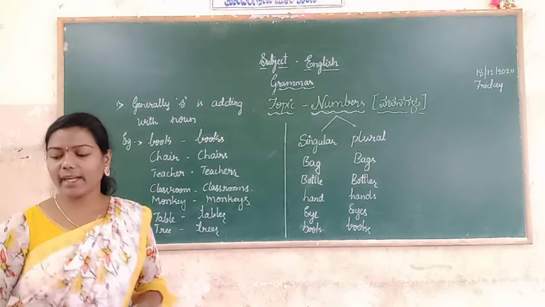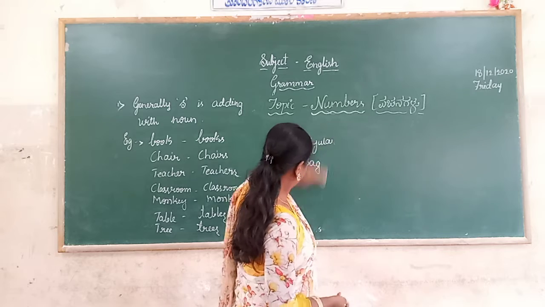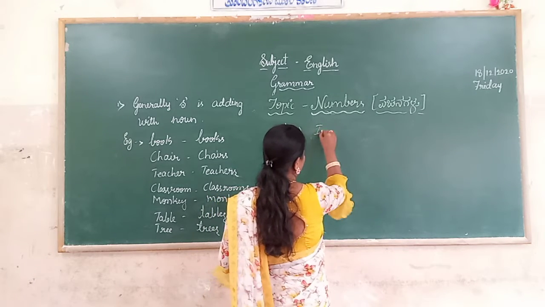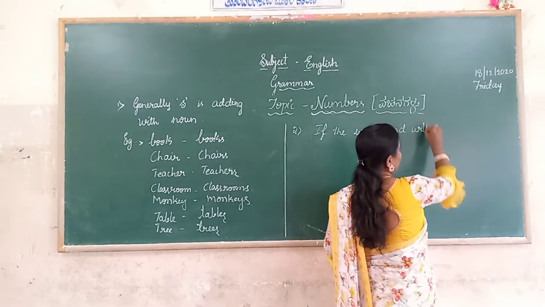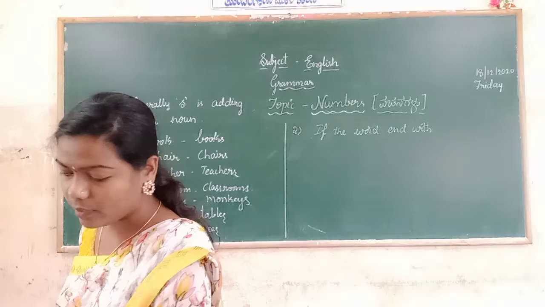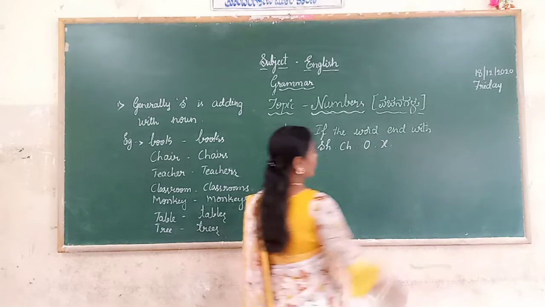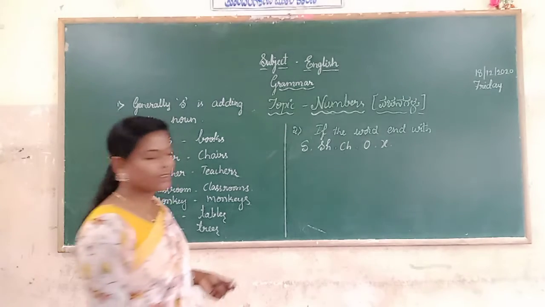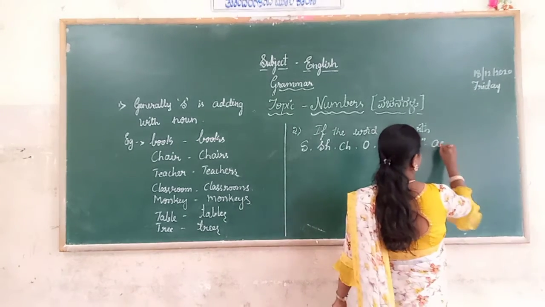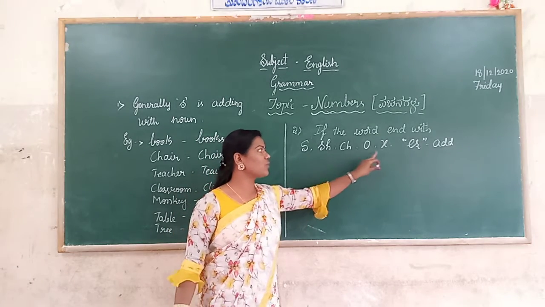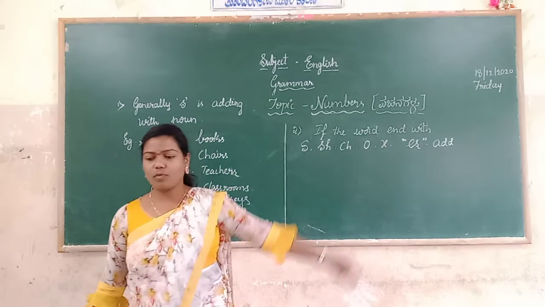Now rule number two: if the word ends with S, SH, CH, O, or X, we add ES in the plural form. Okay, next example.